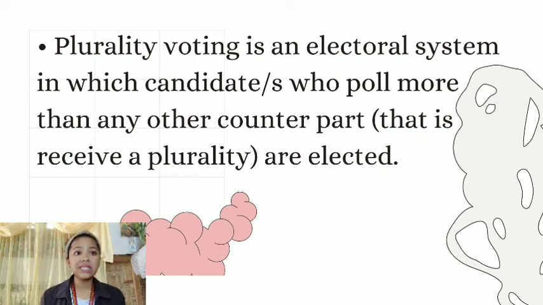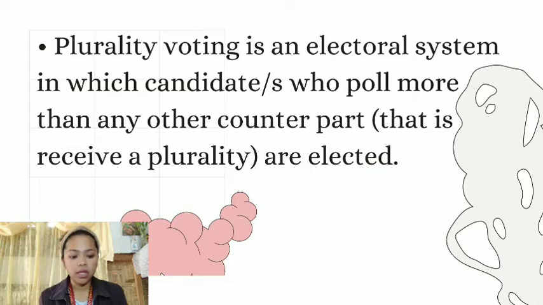The plurality method of voting is an electoral system in which the candidate or candidates who poll more than any other counterpart, that is, receive a plurality, are elected. It means that in a single-member district framework, it chooses only one member for every region and might be called first past the post or FPTP. Single-choice voting is straightforward to the majority.